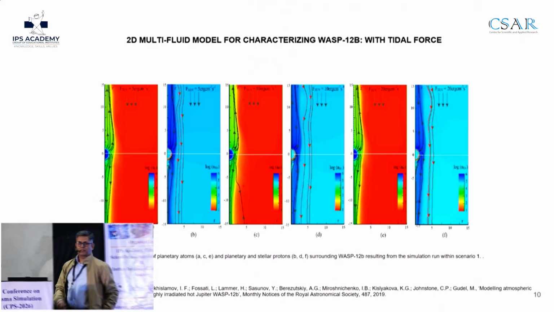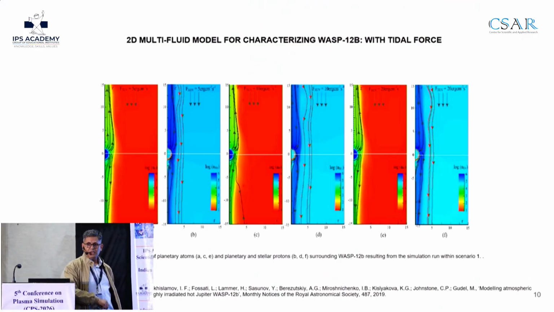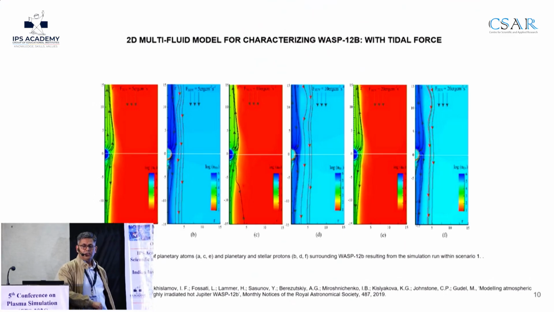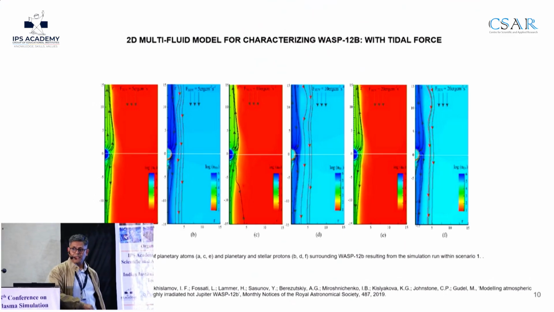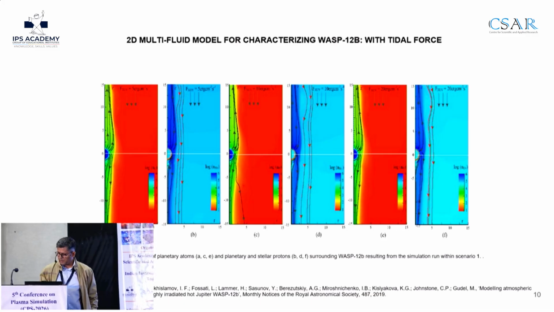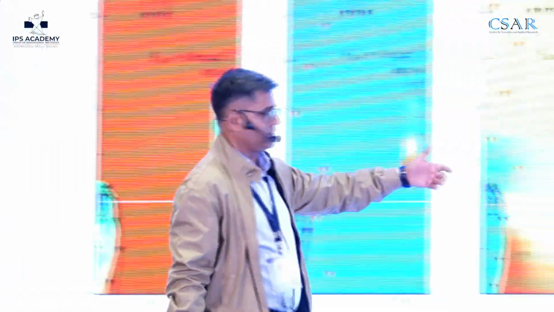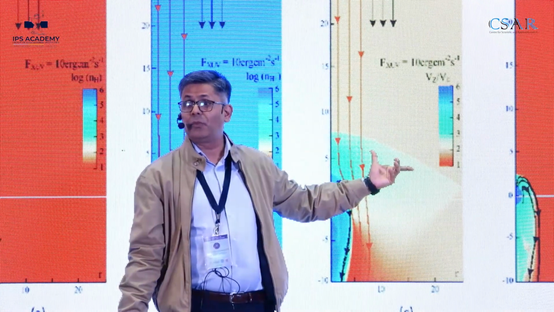In this first simulation, we have included all the physics, even the tidal force of the star. But we were not able to see the formation of a bow shock, which could be the reason for the early ingress. Then we tried to see whether we can get bow shock formation. We tested a less realistic case. We excluded the Coriolis force and also excluded the tidal force. With this less realistic case, we were able to see the formation of a bow shock, as you can see here, even though there is no magnetic field.